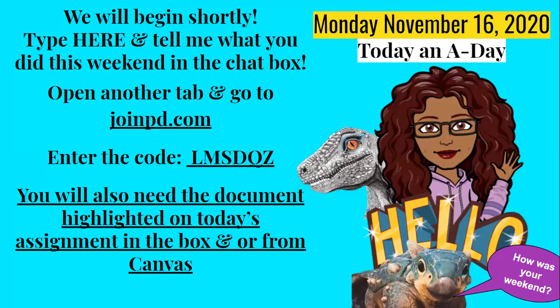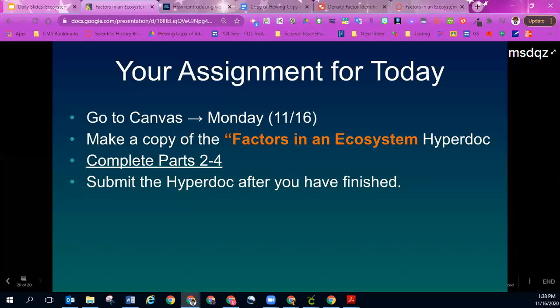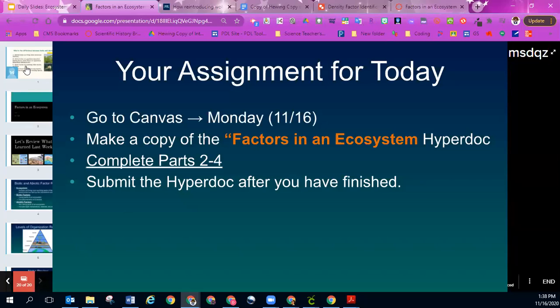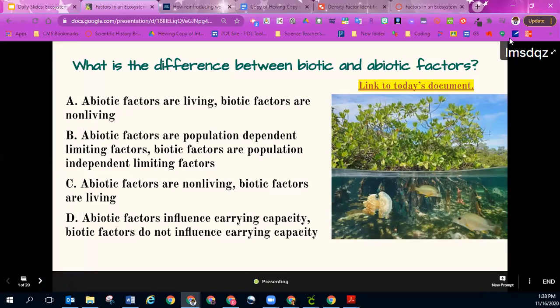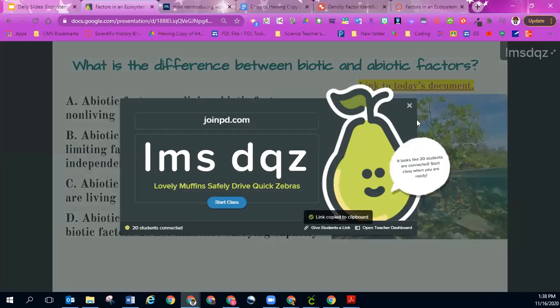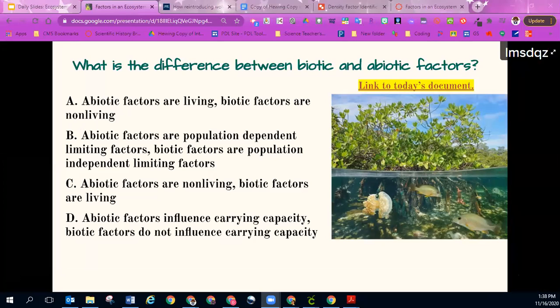You will need the code that's right here. So we can go to our Pear Deck. You will also need the document that is in the first slide. If you do not have that pulled up, then we need to go ahead and pull that up. I will put the link in the chat so that we are good to go. And we can go ahead and answer our question.